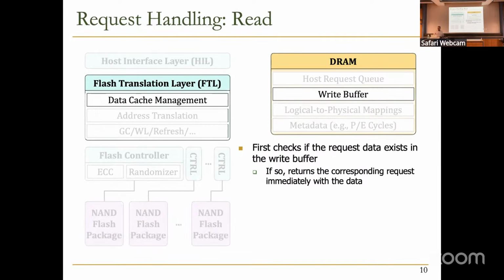Okay. Now let's look at the other way. We receive a read. After going through the HIL, now that we have a read operation, we can first check the cache. That's the write buffer, or you can think of it as data cache management. It can be the case that you are reading a page that you already wrote into the write buffer. If that's the case, we return the corresponding request immediately with the data, so we don't need to read from flash chips.